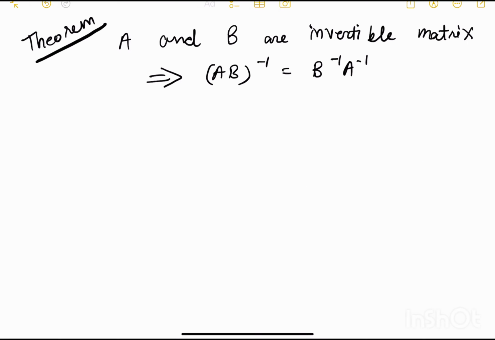Now my next theorem says that if A and B are invertible matrices, then if I consider the inverse of their product, that is AB inverse, it is nothing but my B inverse multiplied by my A inverse.